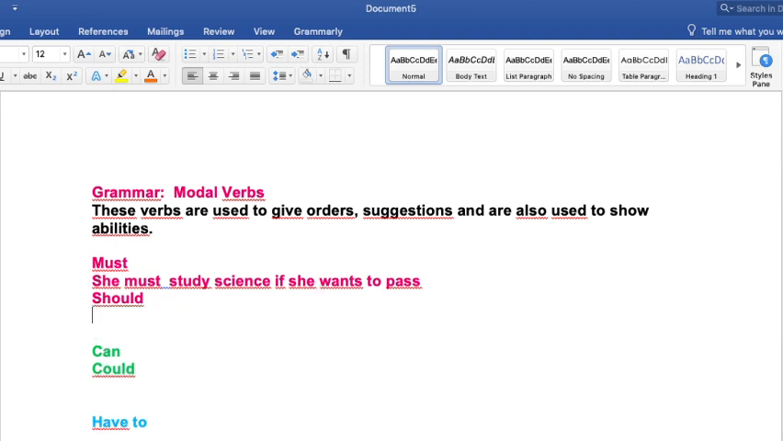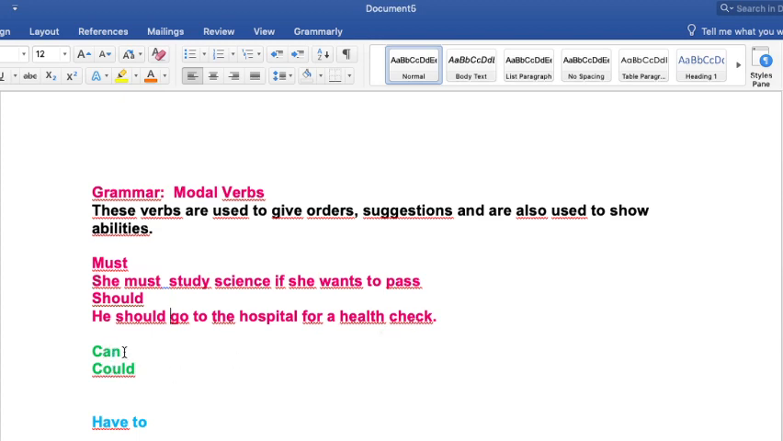Should means debería, and is normally used to give suggestions, to give advice. So, he should go to the hospital for a health check. As I told you before, we don't have to add any S, and we don't have to add any to over here, any infinitive. So the verb goes like this. He should go to the hospital for a health check.